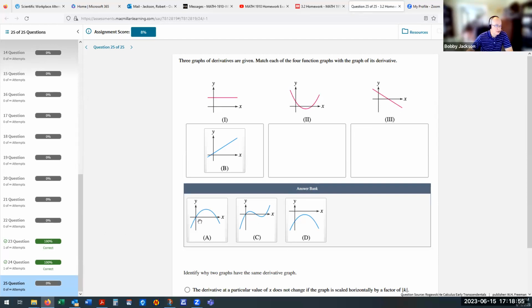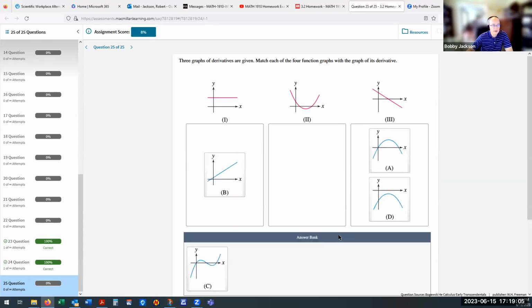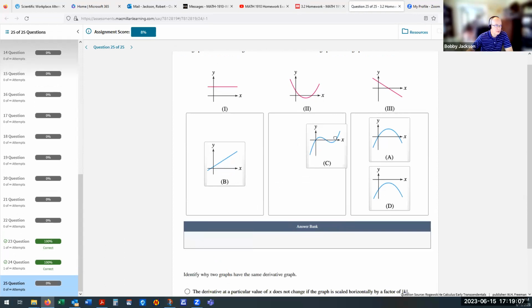And notice this graph of A and D, they're just shifts vertically of one another, right? It's like A is shifted down a little bit to get to D. So notice shifting up and down does not affect the graph of the derivative. This one matches up with this one.